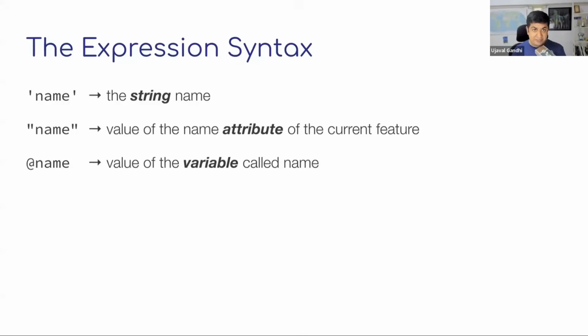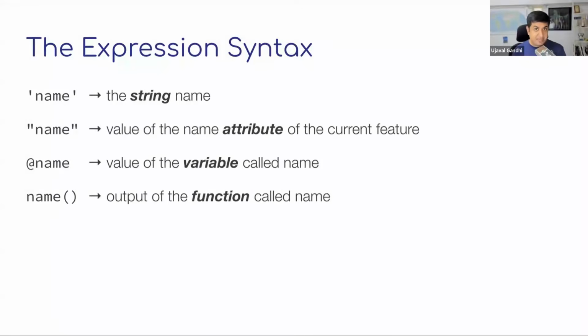You can also have variables which start with an @ symbol. When you refer to a variable, the variable often has values which change depending on the context. The values can refer to the current feature. You can also have variables that are project or layer specific.